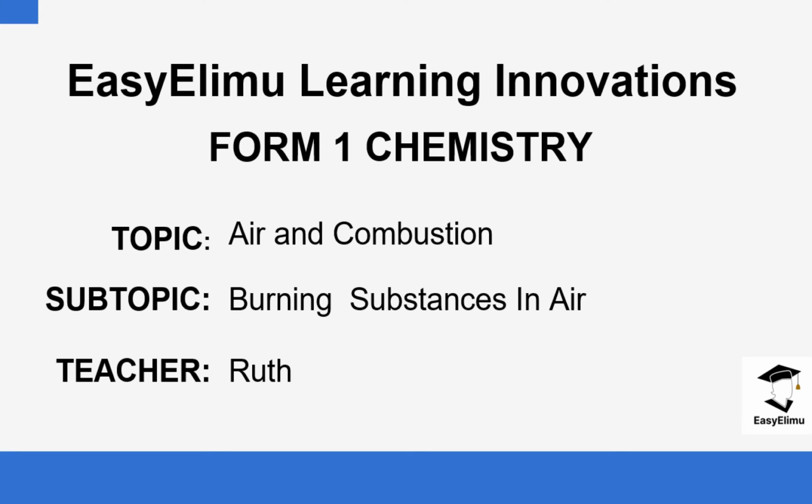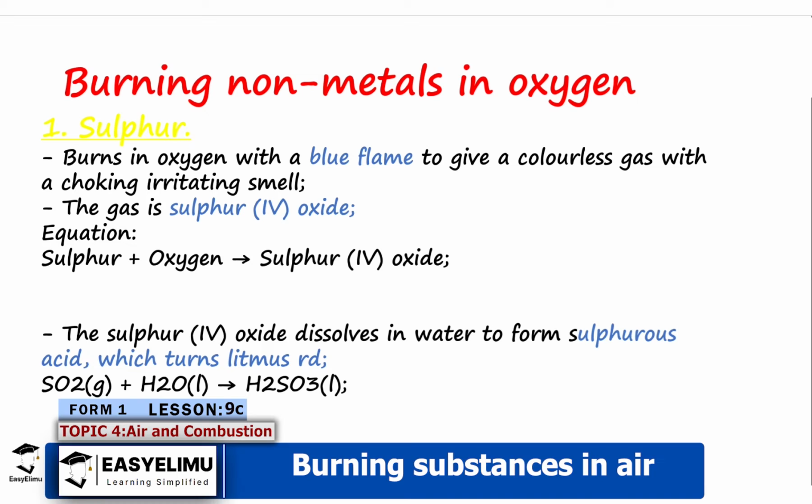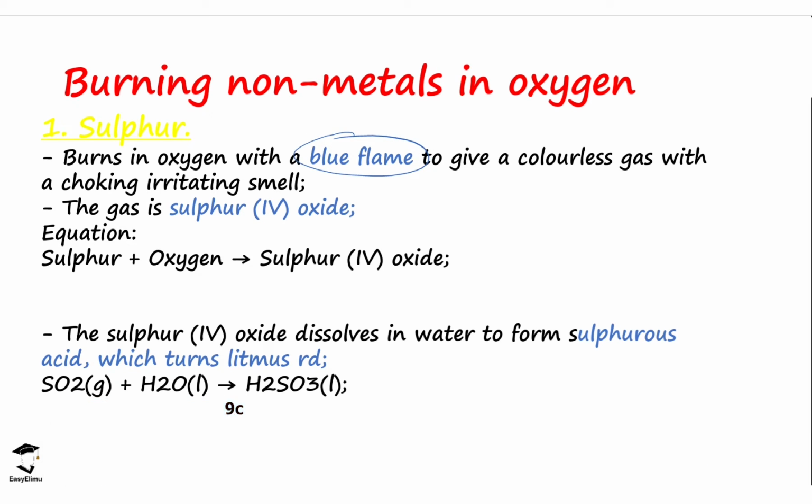So what happens when you burn these nonmetals and the product they form? How can you test those products that they form? So we will start with sulfur. Sulfur is usually a yellow solid, and it usually burns in air with a blue flame. And when it's burnt with a blue flame, it gives a colorless gas. This colorless gas has an irritating, choking smell, and this gas is referred to as sulfur oxide.